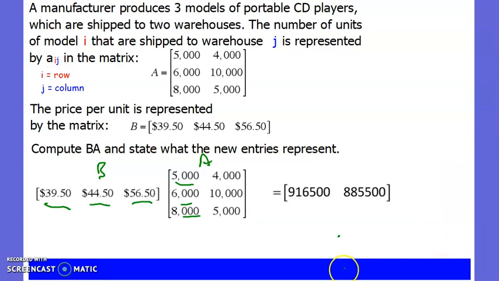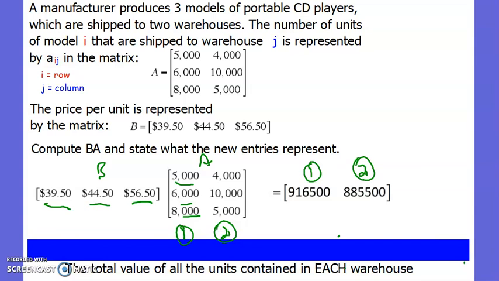And again, what did those represent? Well, we represented the two different warehouses again. So we've got the warehouses, right, represented, column warehouse 1 and warehouse 2. Here's the total inventory, right, the total cost of the inventory in warehouses 1 and 2. So the total value of the units contained in each warehouse.